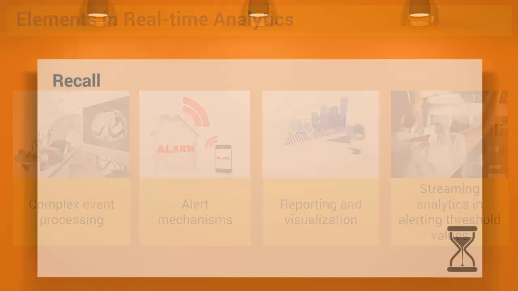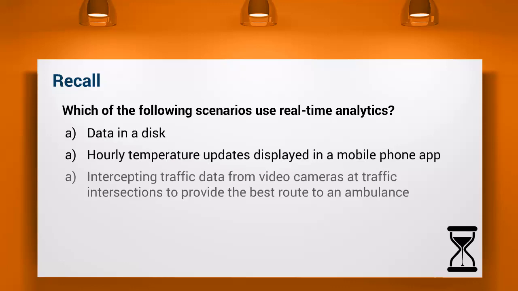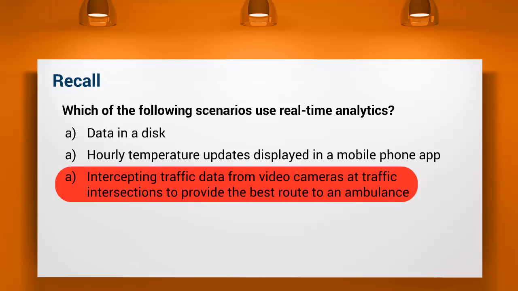learning. Now that we have discussed the various elements in streaming analytics, let's see if you can answer this question based on what you've learned so far. If you selected intercepting traffic data from video cameras at traffic intersections to provide the best route to an ambulance, you are right. Data in a disk and hourly temperature updates displayed in a mobile phone app are data at rest, since they are not continuous streams of data.